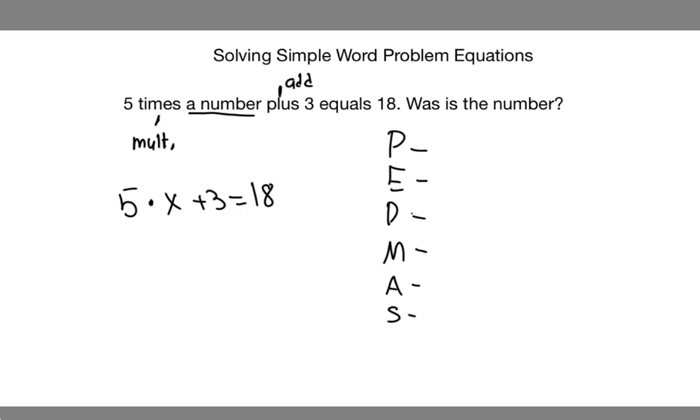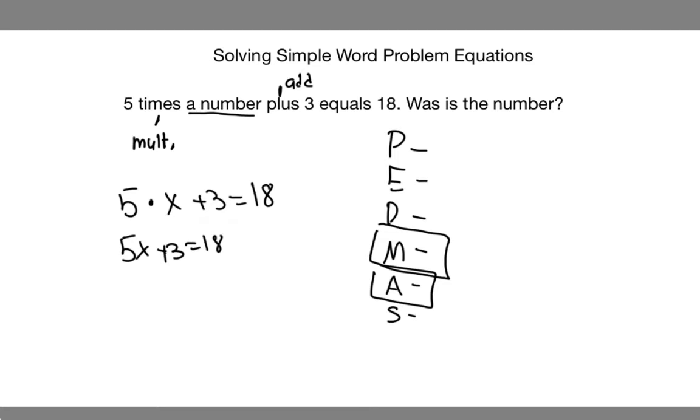So in this equation we only have two things. We have addition and we have multiplication. So if we look on our chart, we see that multiplication actually comes before addition, so I'll be doing our multiplication first. So right now we have 5 times x plus 3, so that makes this 5x, because that's what 5 times x is, plus 3 equals 18.